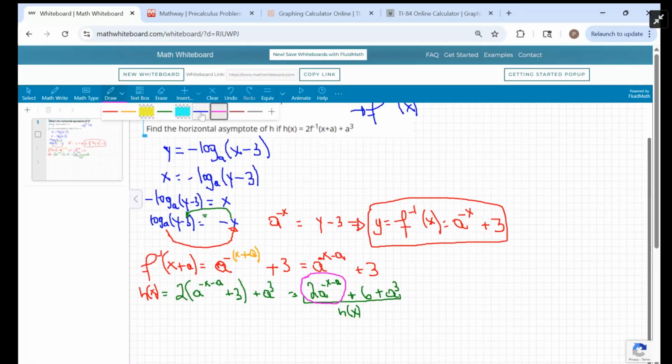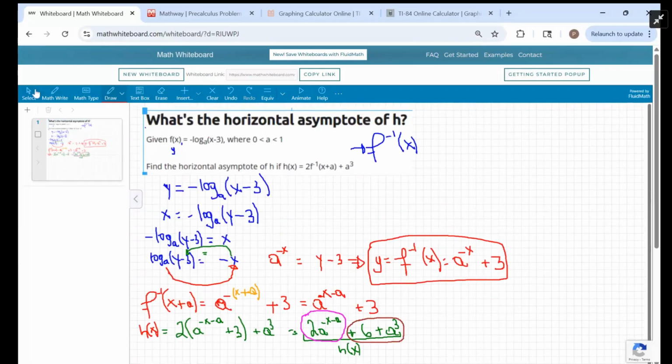And the portion right here is the constant, because remember, a is a constant between 0 and 1. 6 plus a cubed is the constant. And the reason why I'm highlighting those two is that the answer for the horizontal asymptote is the constant.